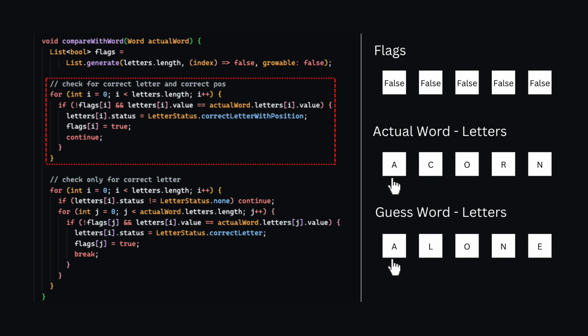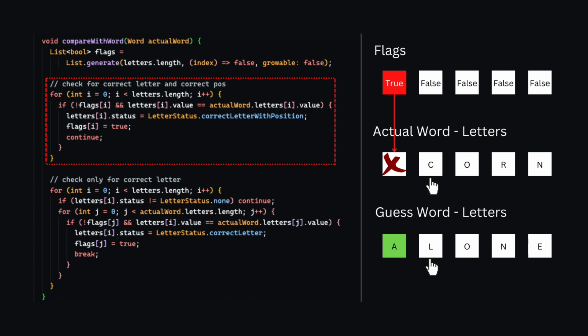The first part of this method checks if a letter is correct and in the right position. Let's see how this for loop works. Here, the A in the actual word and in the guess word match. So, it will set the status of the guess word's letter A to correct letter with position and mark the flag of index 0 to true.